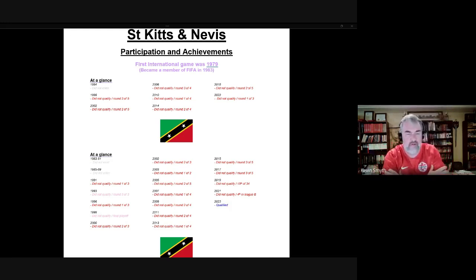And that brings us to their recent performance. Recent performances have to be seen in light of their shock qualification for this 2023 Gold Cup. And that story really does start with their relegation to League C of the CONCACAF Nations League in the 2020-2021 season, finishing behind the weak Belize in that group.